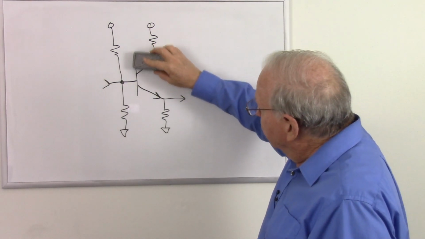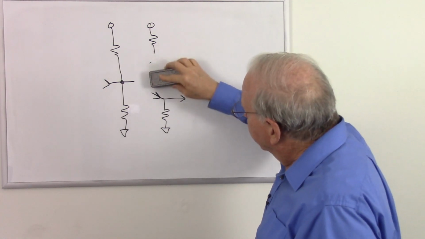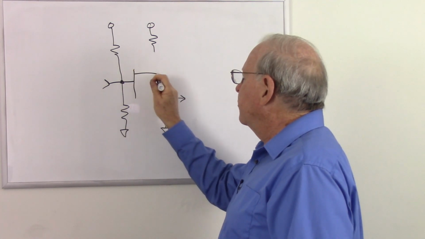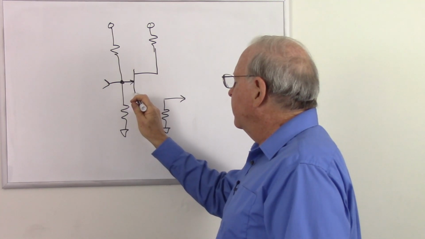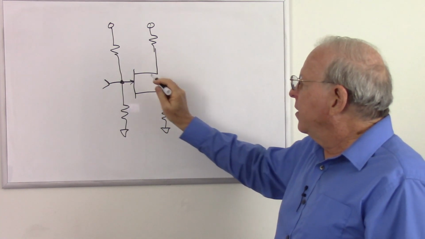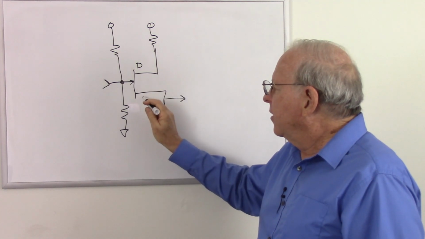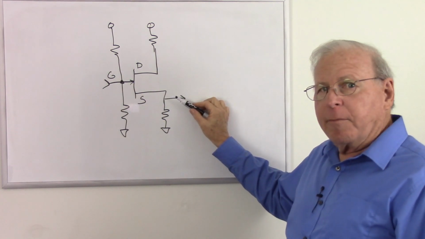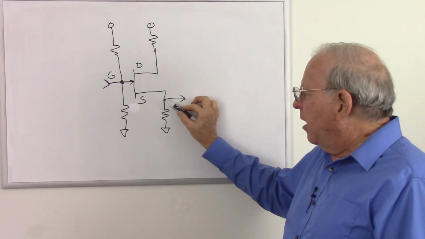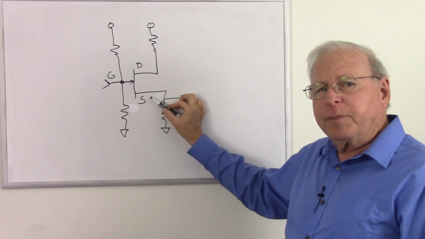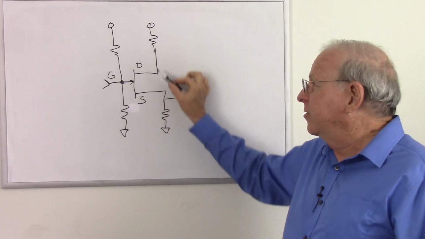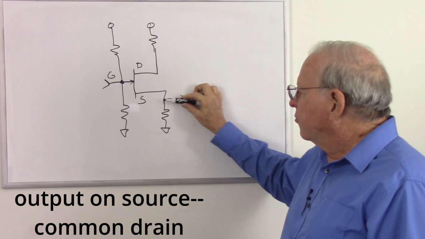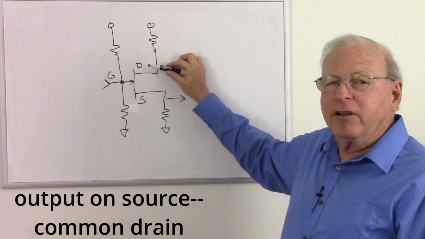Now, what if this is a field effect transistor? Let's go ahead and draw that in here, because we can make similar circuits with field effect transistors. And so this is the drain, this is the source, and this is the gate. So if we have the output on the emitter of a bipolar junction transistor, here we have the output on the source. So what would we call this particular circuit? We don't call it a common collector because there is no collector, it's a FET, but there's a drain. So the output is on the source. This is a common drain circuit.